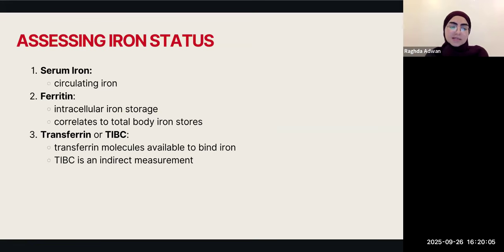Then we have transferrin and total iron binding capacity. Transferrin or TIBC shows you how many transferrin molecules are available to bind and carry iron in our body. TIBC is just an indirect measurement of transferrin, but it's there to show you not how much iron is in the body or being stored. Rather, it's showing you how many transferrin molecules there are. It just means that there's transferrin available to bind.